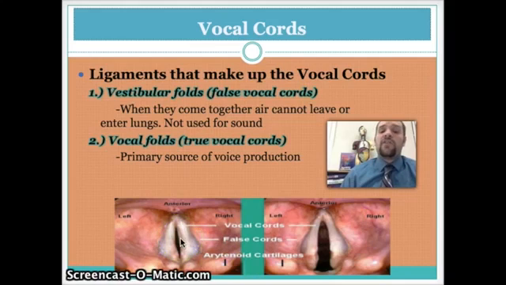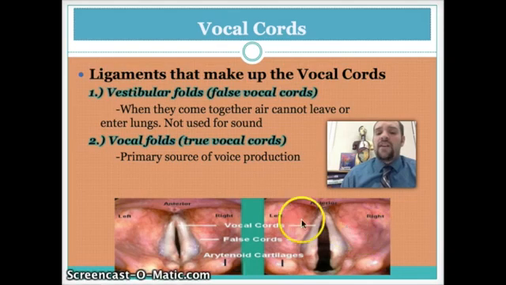And again, when we look at your vocal cords, there are two types. You have vestibular folds, or false vocal cords, and then we also have your true vocal cords, or vocal folds. So if you take a look here, this white structure right here represents your true vocal cords, and again, you'd see it over here as well. And basically what's going to happen is these are going to open and close.